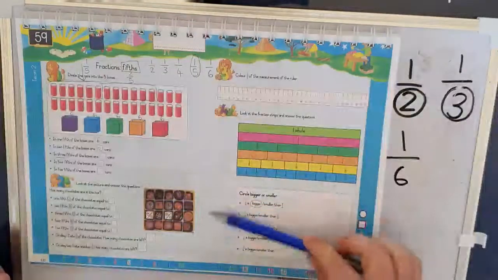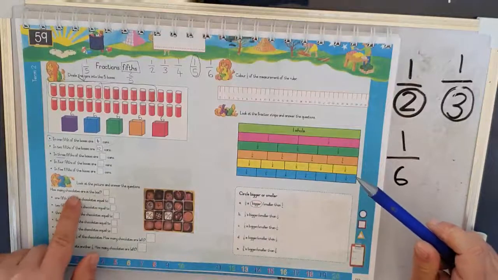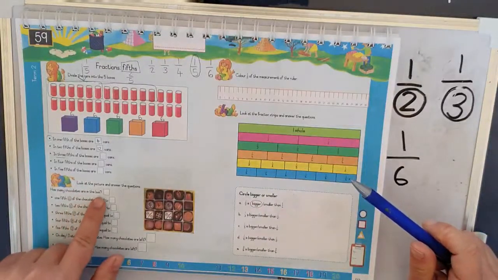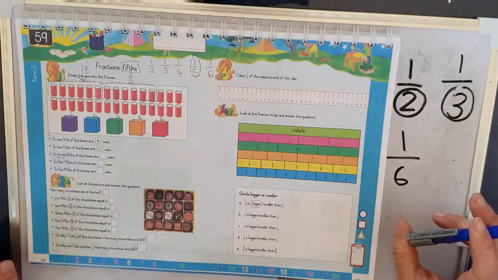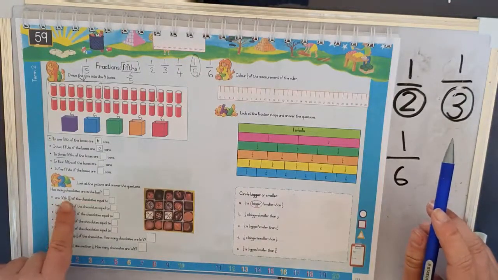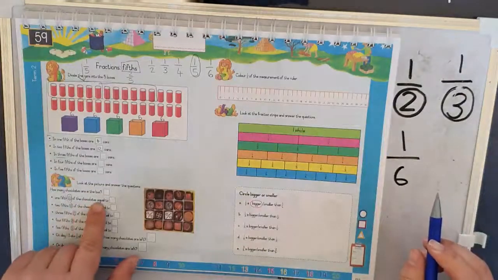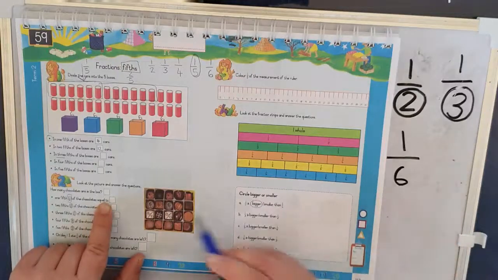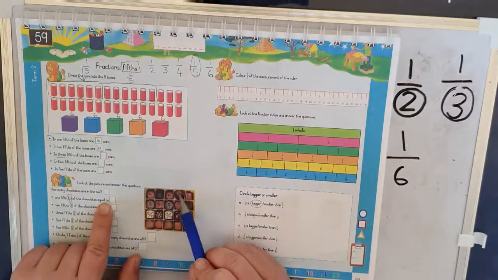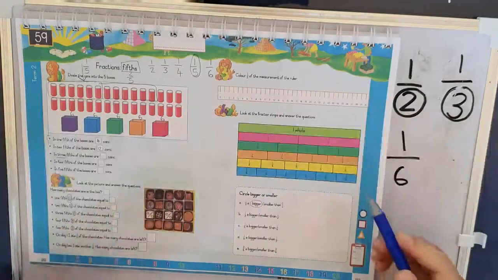So here we have some very delicious chocolates. So how many chocolates are in the box? How many are in the box? So 1/5, that's the fraction for 1/5 of the chocolates is equal to. So let's first count. 1, 2, 3, 4, 5, 6, 7, 8, 9, 10, 11, 12, 13, 14, 15, 16, 17, 18, 19, 20. Okay.